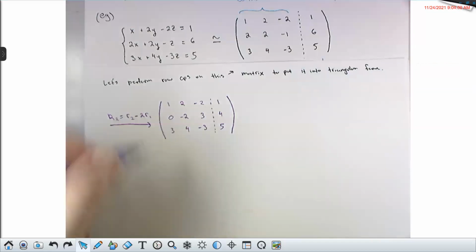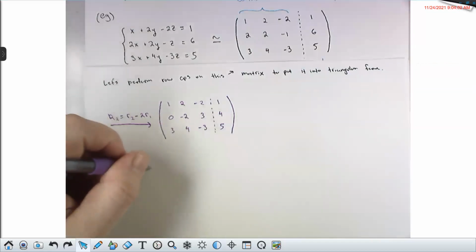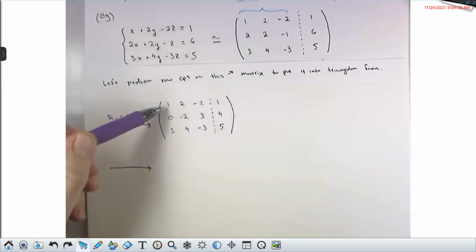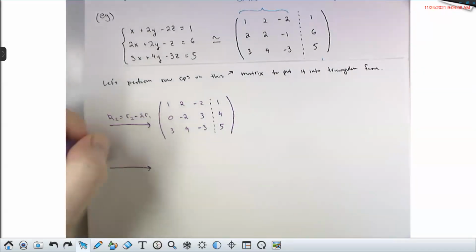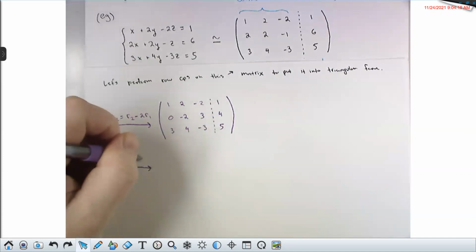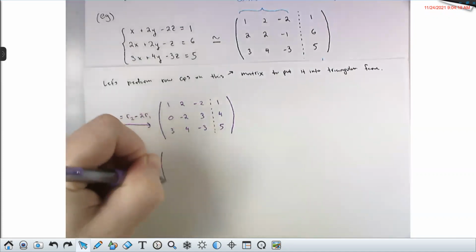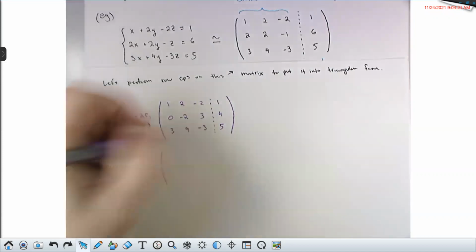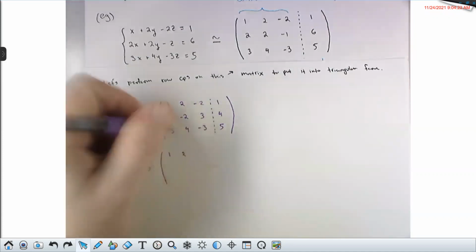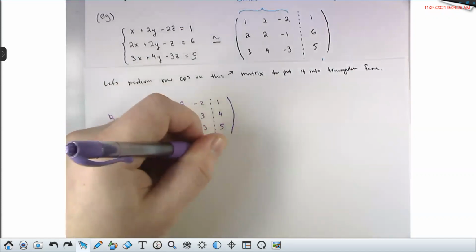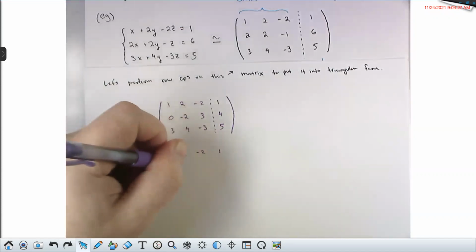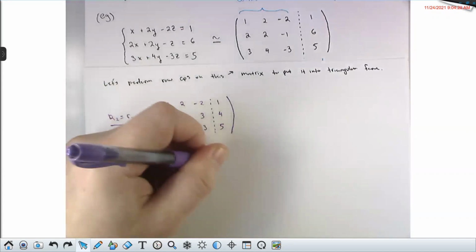Next, I want to kill this 3. Again, row 1 is my hammer. I'm going to use this row to smash this 3. So I'm changing row 3. It'll be my old row 3 minus 3 copies of row 1. First, copy down the rows that don't change. 1, 2, -2, 1, 0, -2, 3, 4.